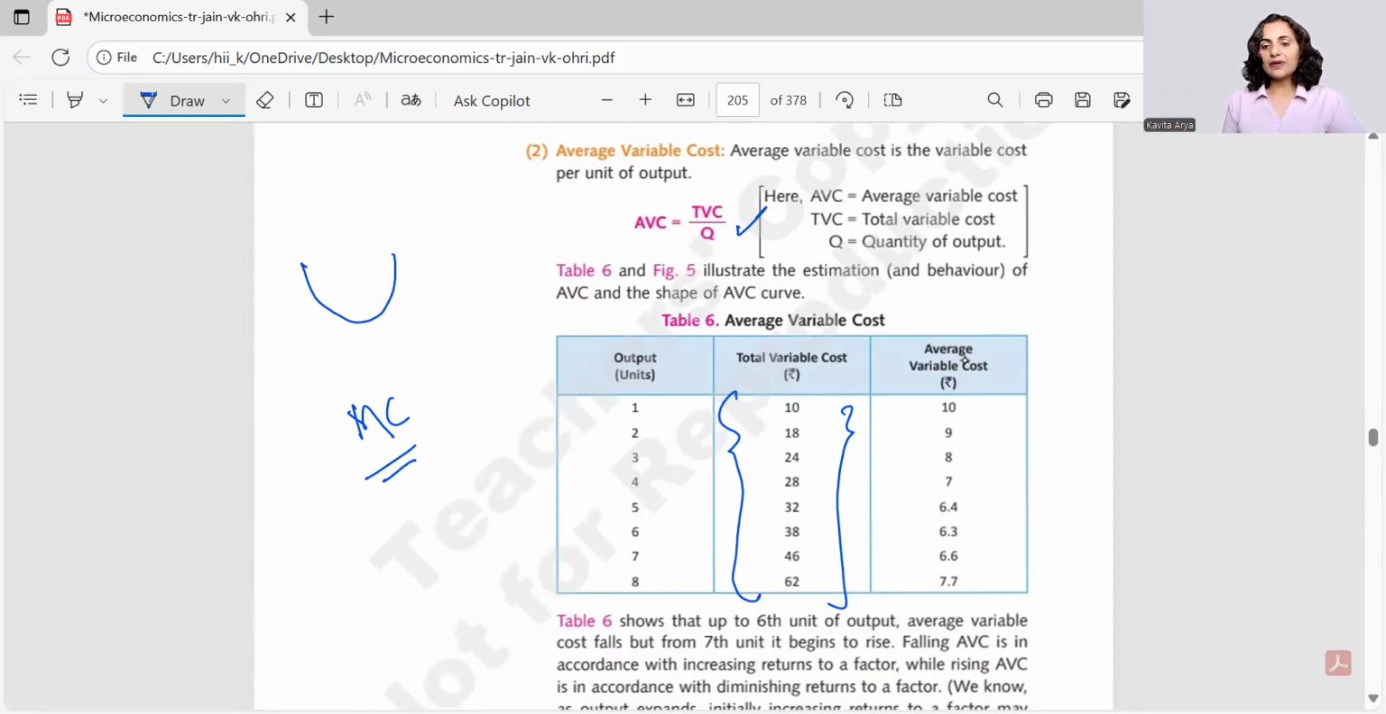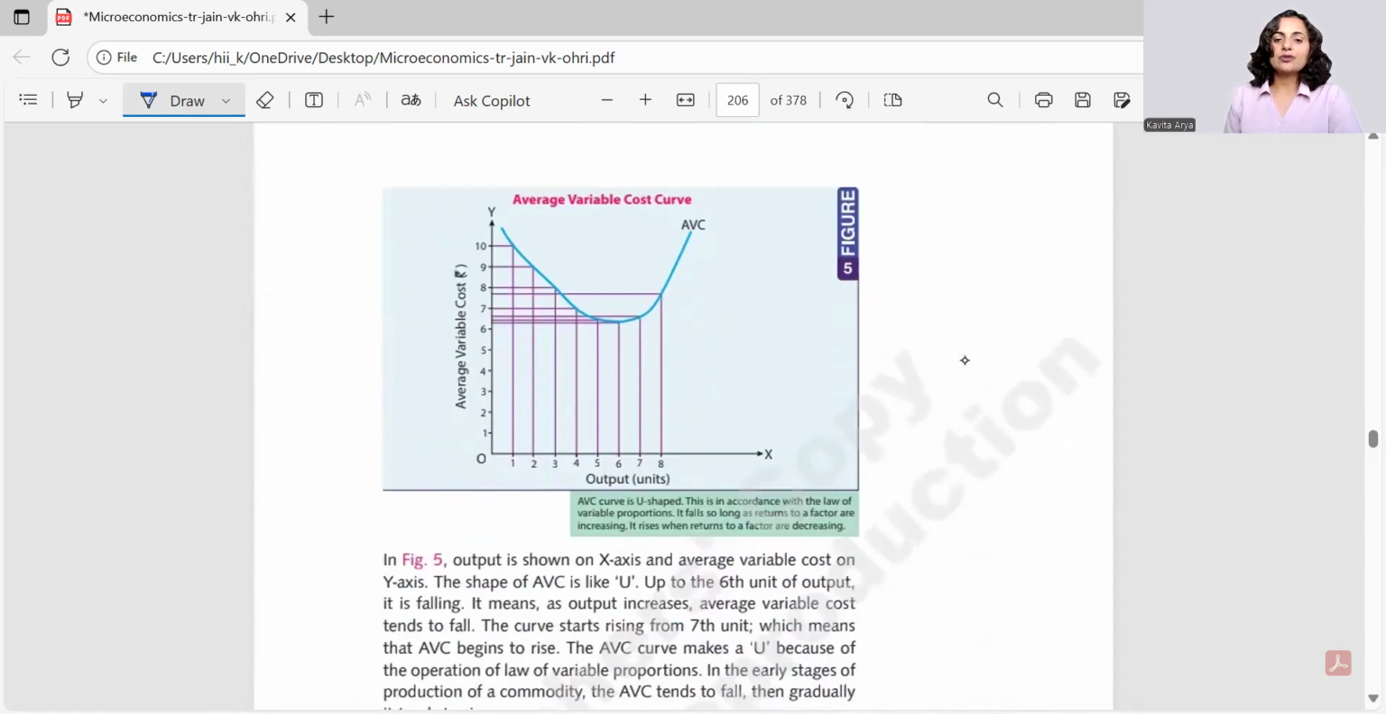Right. So average variable cost is, you keep on dividing this value with this value and you get the answer. Because we are now working on averages, the answers are expected to be in decimal points. You need not worry about that. So average variable cost is U-shaped in nature, right? And what is the significance of the U? It conveys that initially the cost falls and eventually the cost rises. Why is it happening? Again, this U shape is governed by the law of variable proportions.